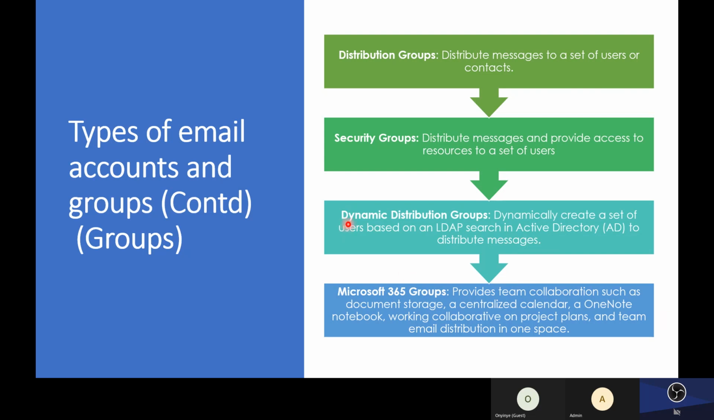Then we have dynamic distribution groups. A dynamic distribution group is used to dynamically create a set of users based on an LDAP search. When you hear the word LDAP, it is talking about Active Directory. The acronym LDAP stands for Lightweight Directory Access Protocol. That is a protocol that you use to query user objects in Active Directory. So a bit of digression, if you want to understand what it is like, let's assume your organization builds what is called an application.